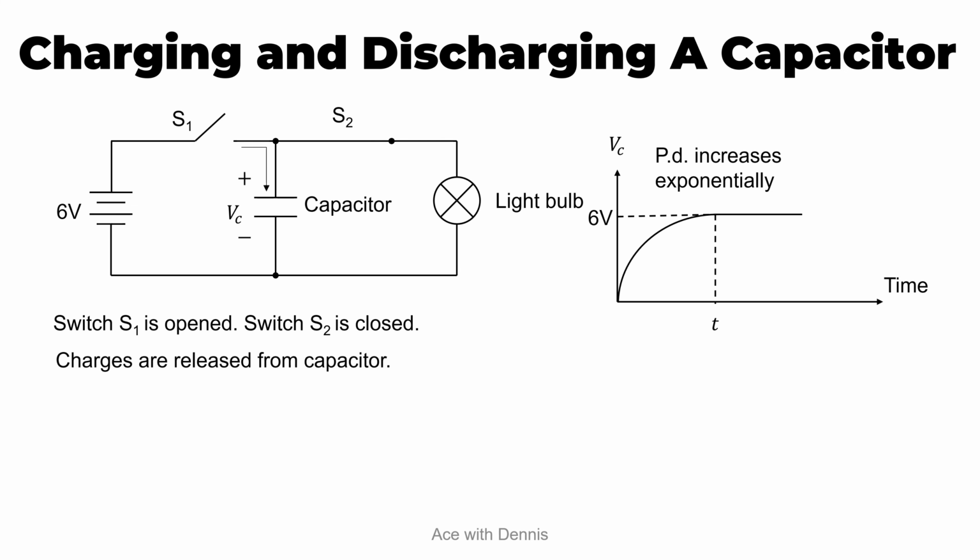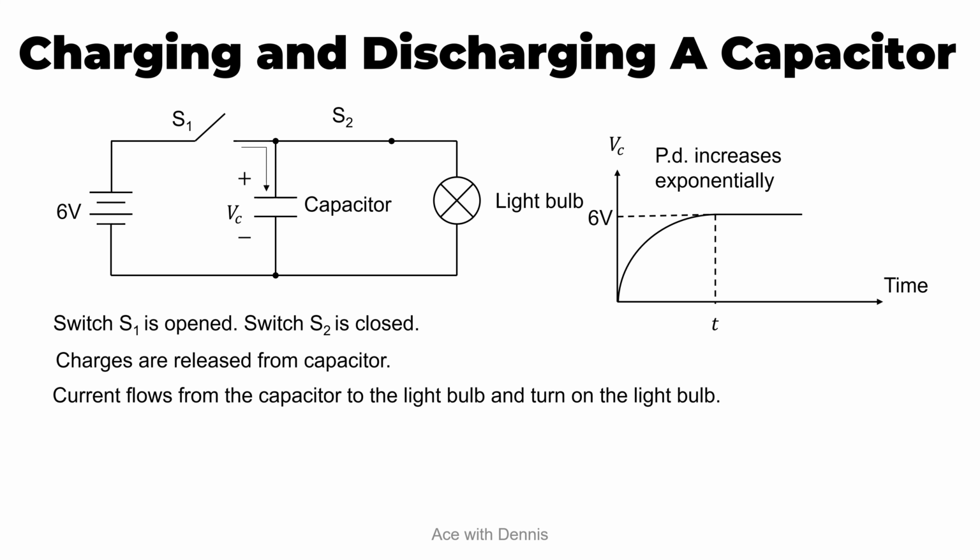Charges are released from the capacitor, and current flows from the capacitor to the light bulb and turns on the light bulb, then returns back to the capacitor. So now at this stage, the capacitor discharges to 0.